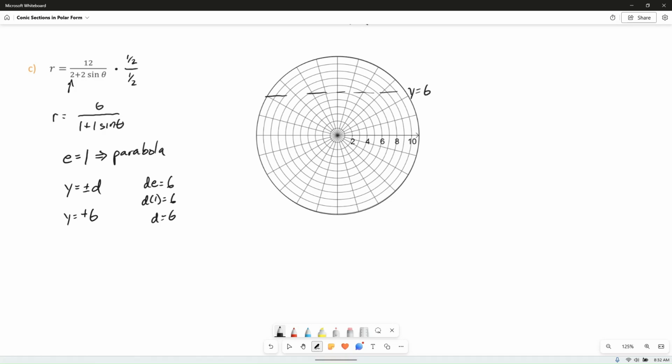The focus, remember, the focus is at the origin. The directrix is at a positive 6, and so the graph has to curve away from the directrix around the origin. So I should end up with a parabola that opens downwards. Okay.